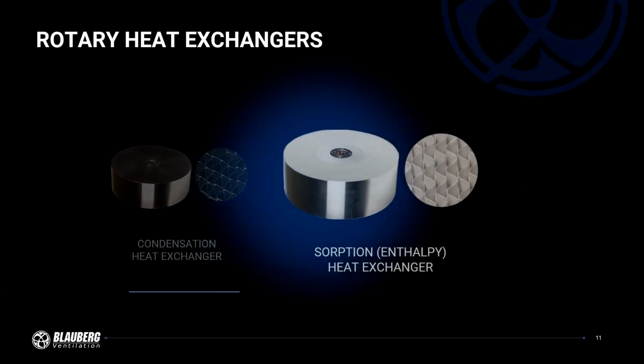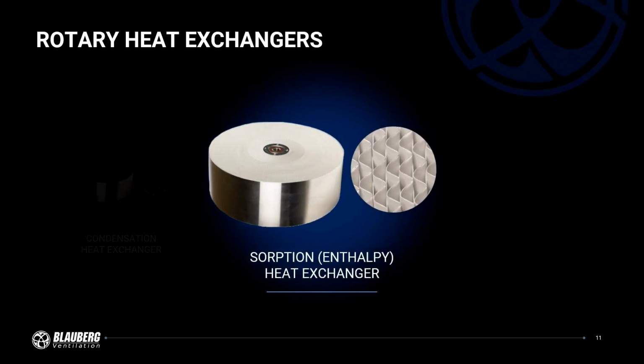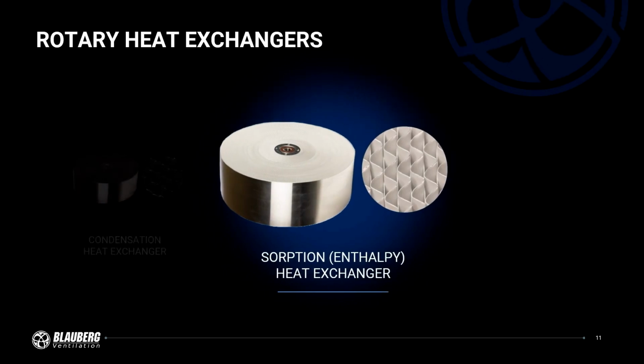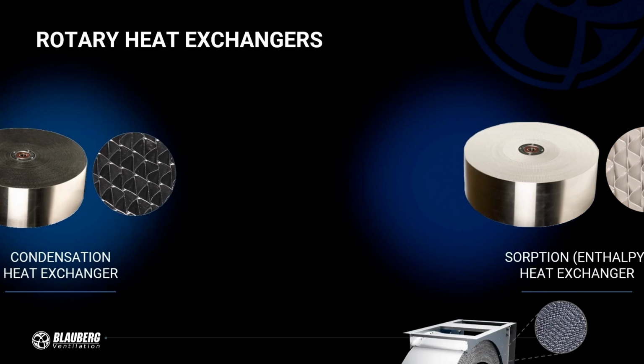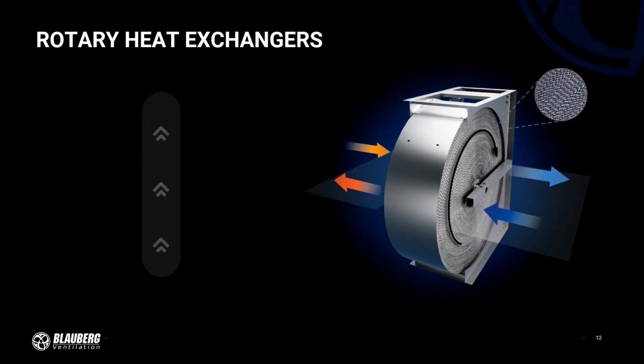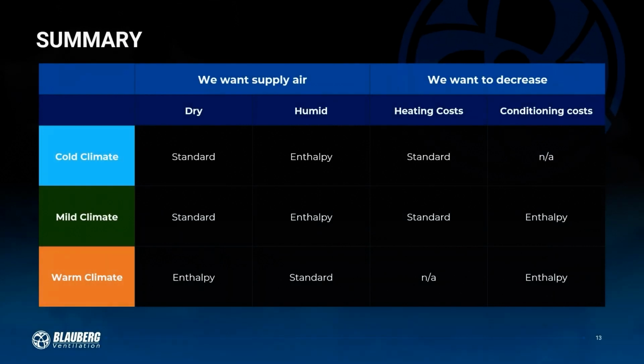Like recuperators, rotary regenerators can vary based on the material of the heat exchanger. Condensation rotary regenerators are made of aluminum, while sorption regenerators, designed for better moisture transfer, are made of aluminum with a special moisture-absorbing coating. As rotary regenerators spin, they transfer heat between the airflows. Sorption regenerators additionally transfer moisture. Let's take a look at the tables to make the selection easier.